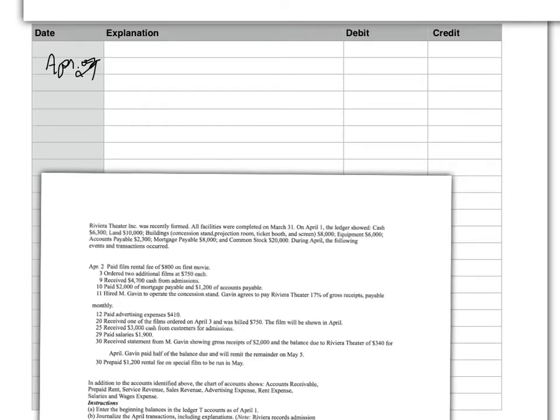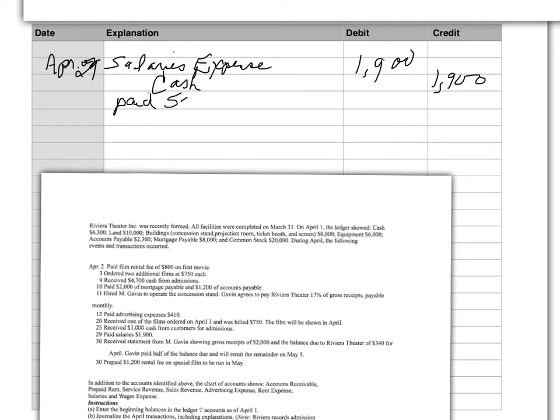On April 29th, I paid salaries of $1,900. So it's debit salaries expense, $1,900. And I paid it, so it's credit to cash, $1,900. And I just have to say paid salaries. Of course, I paid salaries in cash.